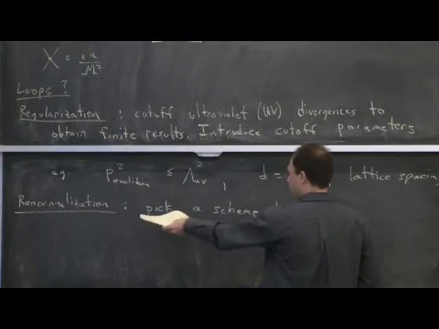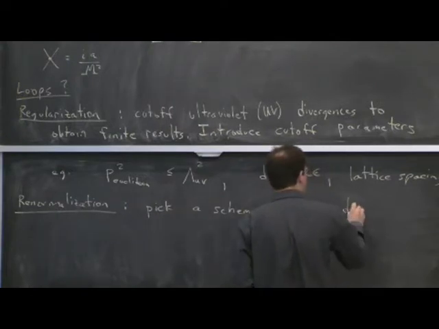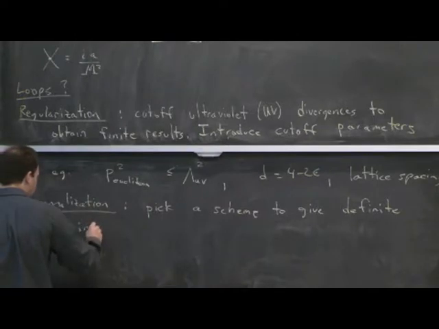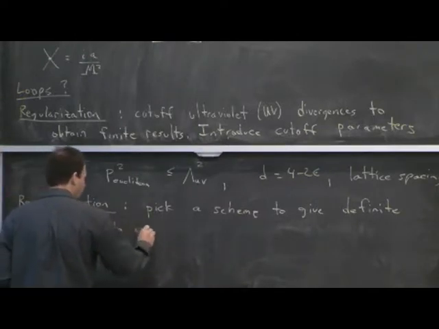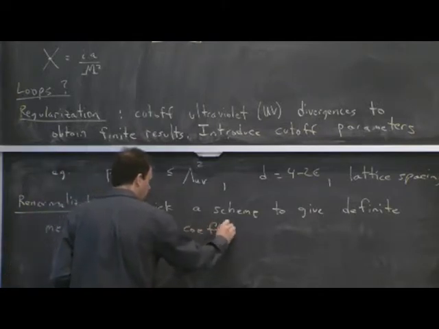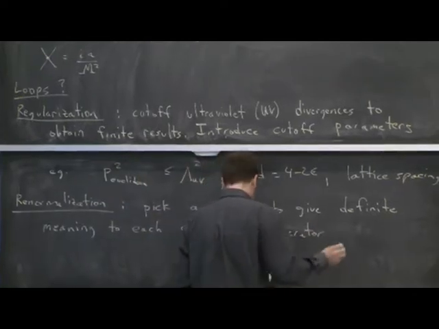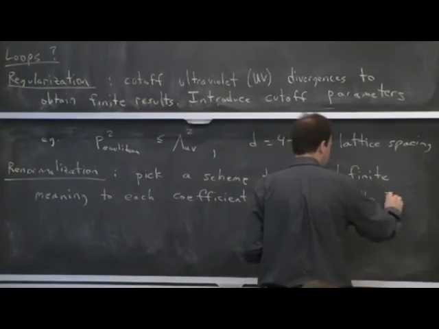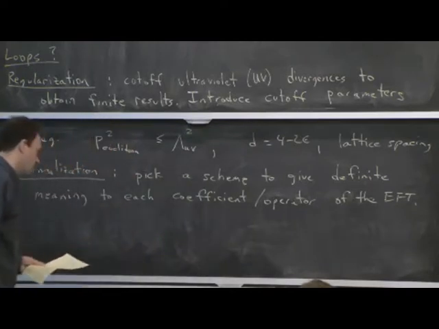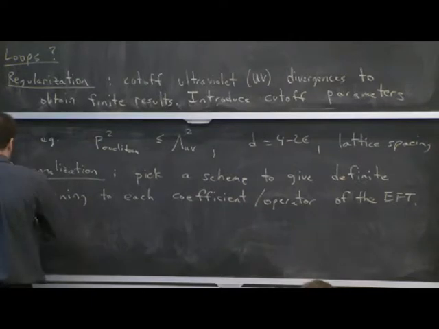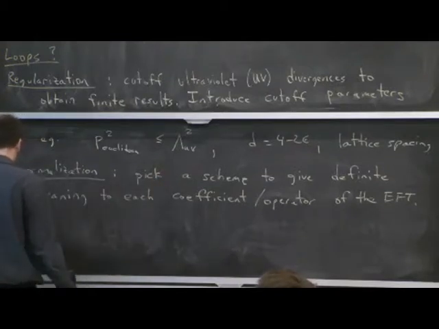So here, what we're doing when we talk about renormalization is we're picking a scheme that gives precise or definite meaning to the parameters in the effective theory. Or even more explicitly, each coefficient in the Lagrangian, as well as the operators in the Lagrangian, are given a meaning by this procedure. If we didn't have a renormalization procedure, then because of the ultraviolet divergences, there would be ambiguities in how we define the coefficients and the operators. Or even if you don't have ultraviolet divergences, you still have freedom to pick different schemes for the definitions of the coefficients.